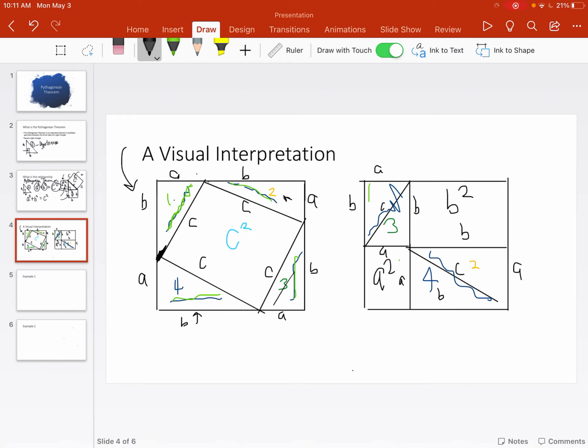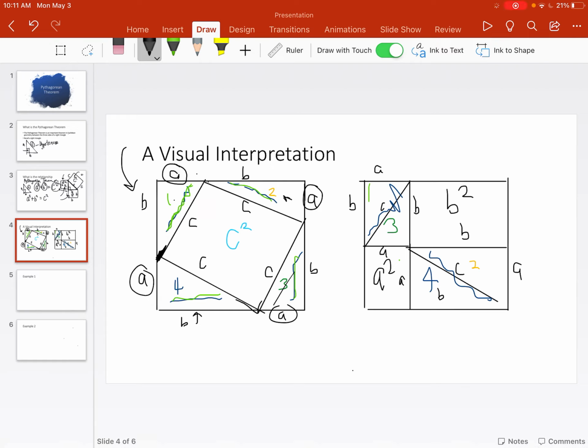Okay, so we got these 4 right triangles with the same dimensions but different orientations. So, this A is the same as this A, same as this, and same as this. Same goes for the B's and the C's. And we got them arranged in different orientations. And by doing that, we formed this diamond.